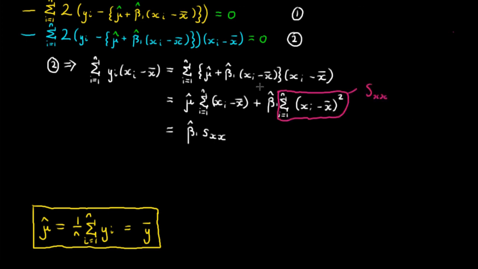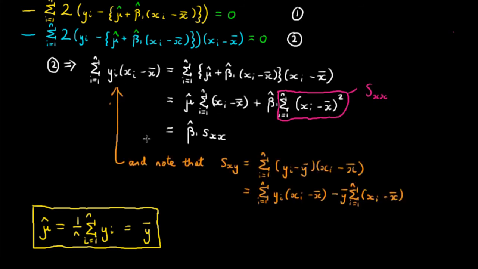Now, this is an important quantity. We call this a corrected sum of squares, and we've denoted this SXX. That's the common notation for this particular sum. And we said that this first term disappeared, so in fact all of this stuff on the right hand side here just comes down to beta 1 hat times SXX.